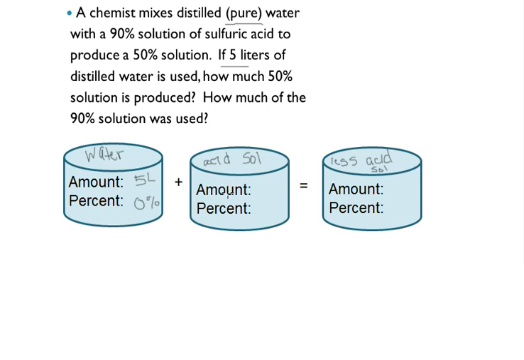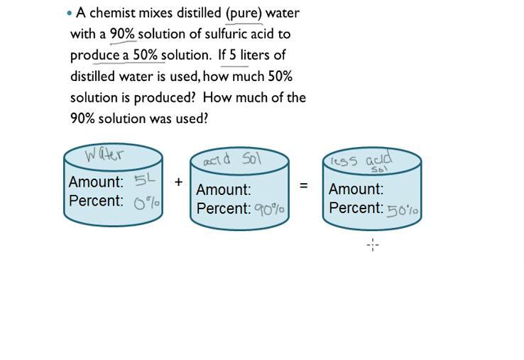My next thing, my acid solution, this is the one I'm mixing. So it is mixed with a 90% solution. So I know the percent, and I don't know the amount. They don't tell me that. So I'm going to leave that blank for a moment. And then they tell me that we're going to produce a 50% solution. So my final container, what I end up with is 50% acid.